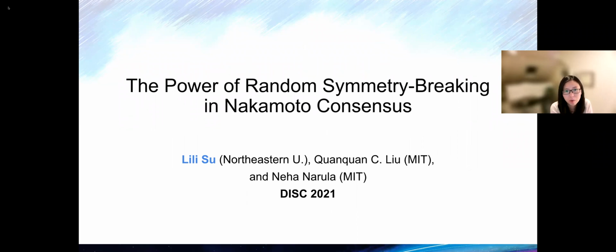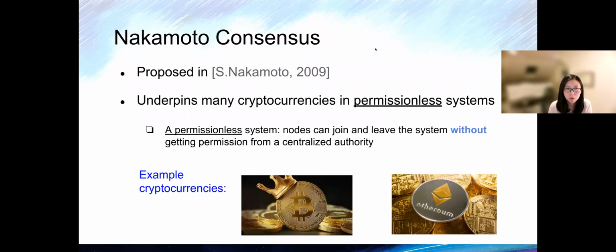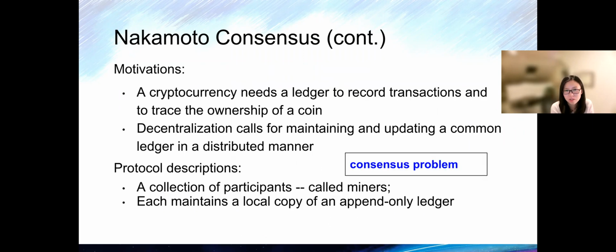Today I will talk about the power of random symmetry breaking in Nakamoto consensus. Nakamoto consensus was proposed about a decade ago, and it has been applied to many popular cryptocurrency systems, such as Bitcoin and Ethereum. As a currency, we need a ledger to record transactions and to trace the ownership of a coin. But different from traditional currency, such digital currency calls for decentralization, which means the ledger has to be maintained and updated in a distributed manner.